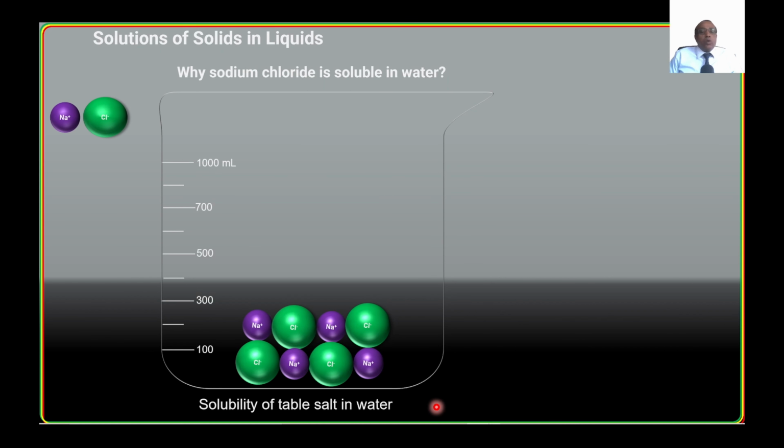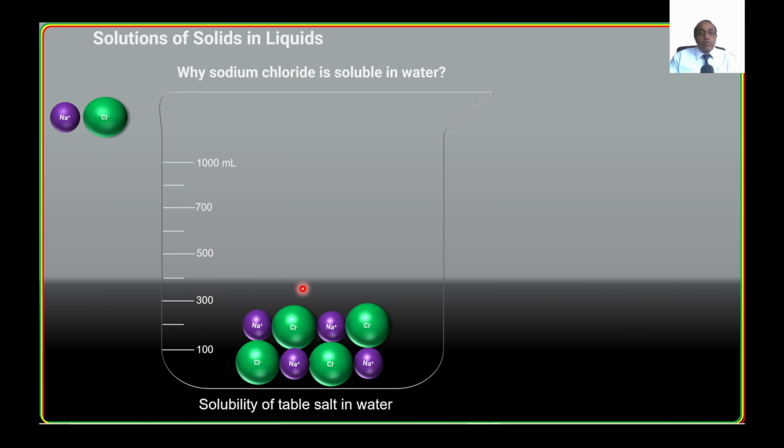Now let's see how solids dissolve in liquids. Solid-liquid solutions are very common, especially ionic compounds are soluble in water, we know that. Sugar is soluble in water, we know that. So how do you explain the solubility of these ionic compounds in polar solvents? In the case of ionic compounds, the interaction is between ion and dipole.